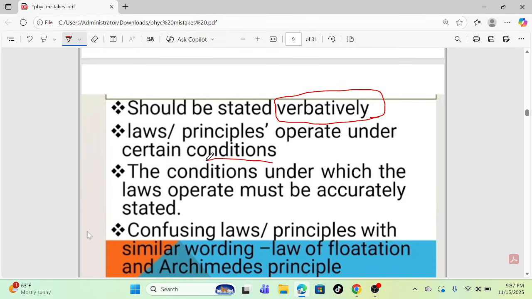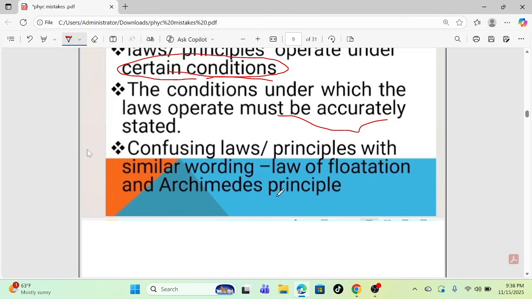For example, Hooke's law, provided that the elastic limit is not exceeded. That is the condition. If you do not state that condition, you had better not answer that question because you will get nothing. So you must state the condition under which the law operates.